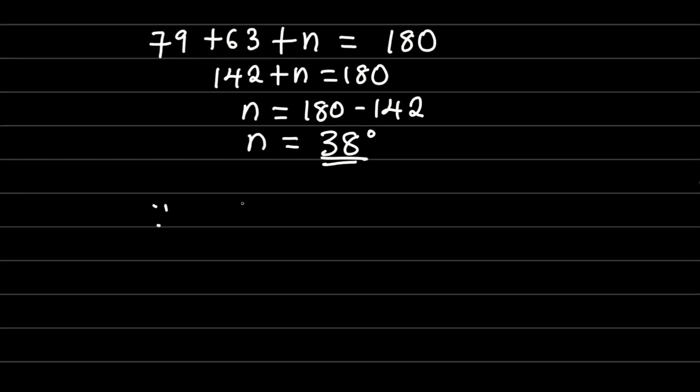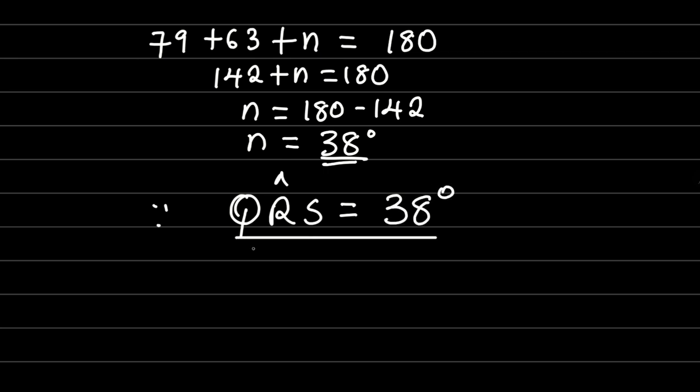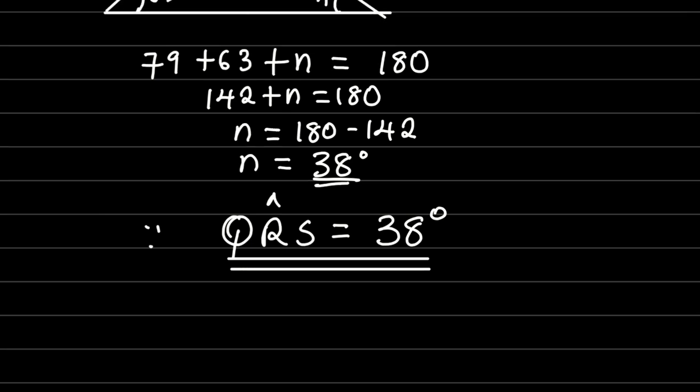Don't forget, what you are asked to look for is angle QRS, which is n, and we found it to be equal to 38. Therefore, I can say my angle QRS that I was asked to find is equal to 38 degrees. So this is how to do it. Please don't forget the steps that I've taken. You can watch it over and over to see what I'm doing. It is actually very important that you learn this.